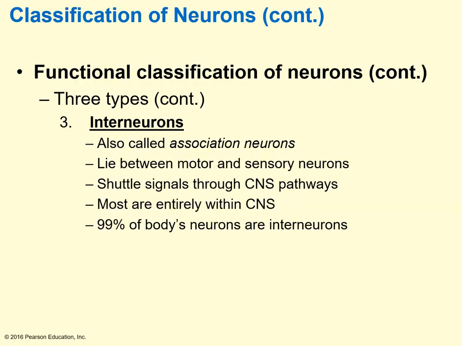And then the third type are your interneurons. Some books will call these your association neurons. They're the intermediate, in between the sensory and motor. So the sensory neuron is going to stimulate the interneuron or association neuron, which is then going to stimulate the motor neuron. Most of these are found within the central nervous system. So the peripheral nervous system picks up the sensory, sends it to the interneuron in the central nervous system, which then interprets all the information and sends the impulse down the motor neuron of the peripheral nervous system.